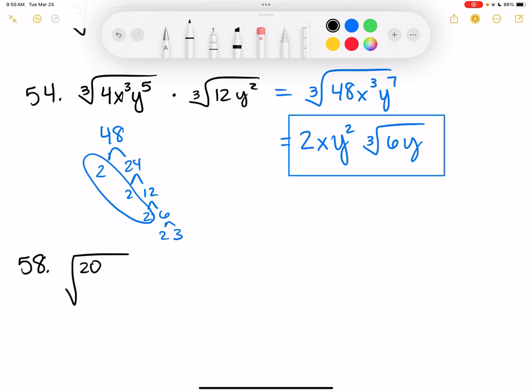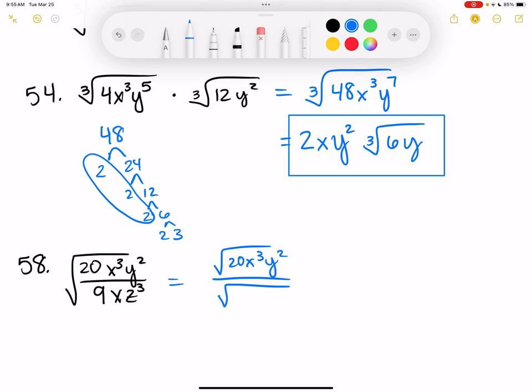Nobody else. 20x cubed y squared over 9xz cubed. Oh, we can put them together. I mean, away from each other. Everything has a radical on it, top and bottom. So split it, top and bottom. Now what?